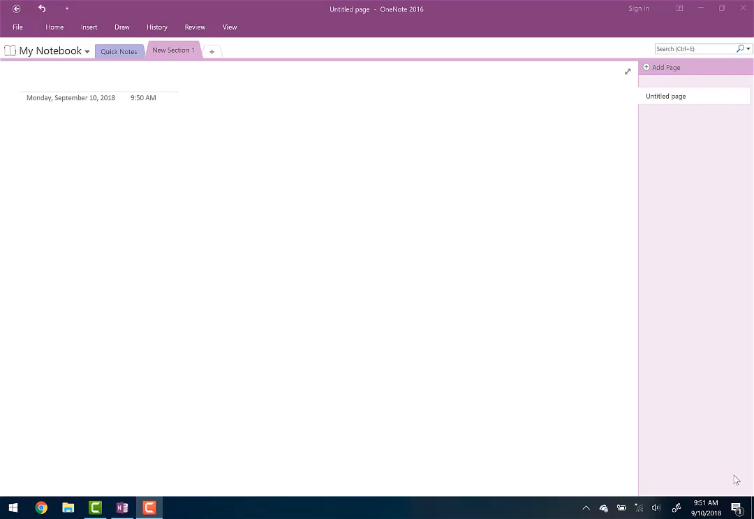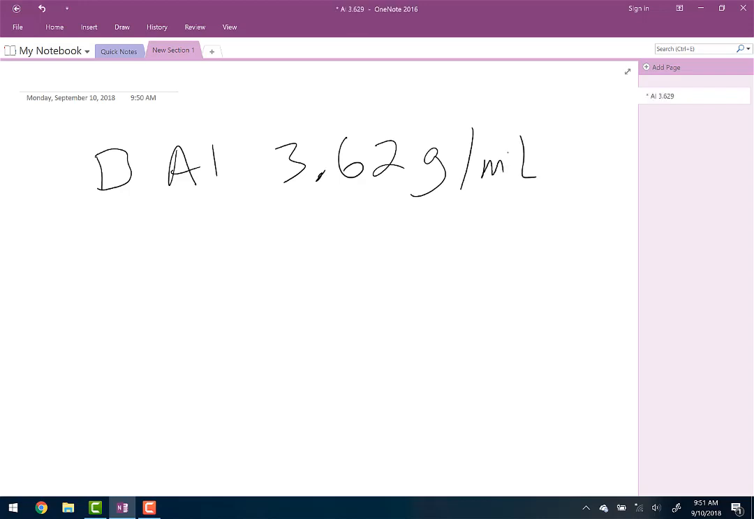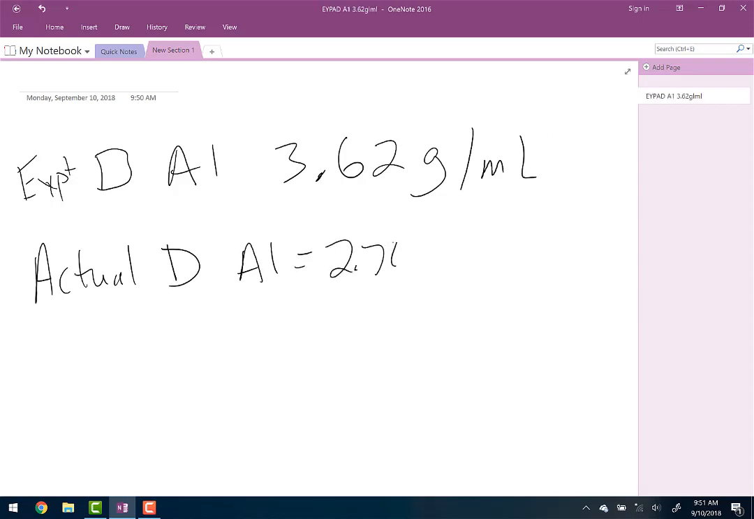For example, if you do an experiment and you determine that the density of aluminum, let's say, is 3.62 grams per milliliter. So this is from your experiment. And then you look up the actual density of aluminum, which is 2.70 grams per milliliter.